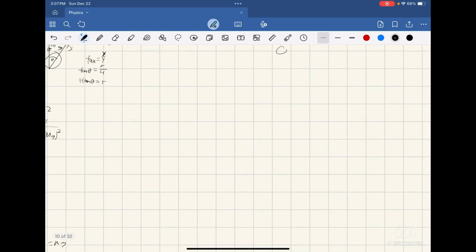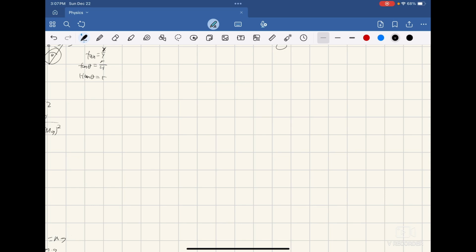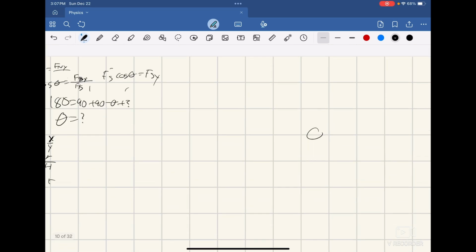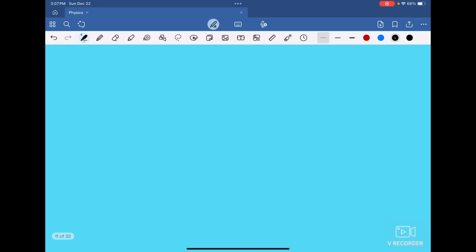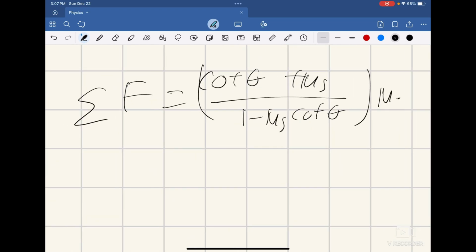Alright, for part G, we're asked to find the net force acting upon it. We're trying to prove that it is equal to cotangent theta plus mu s over 1 minus mu s cotangent theta, times mass times gravity. So how do we get sigma f?